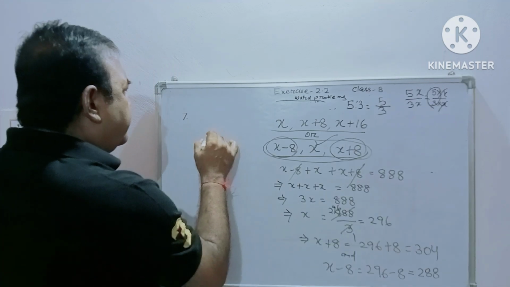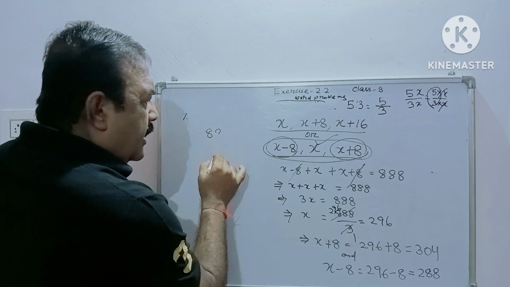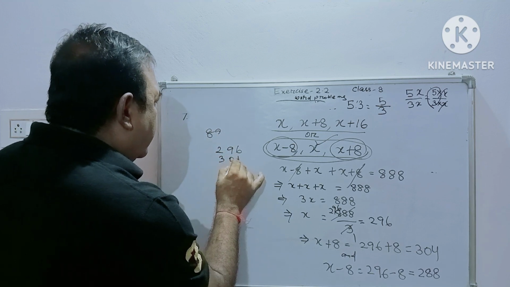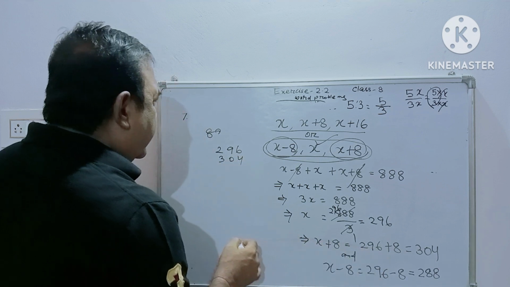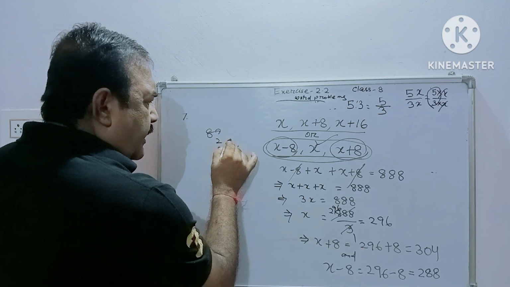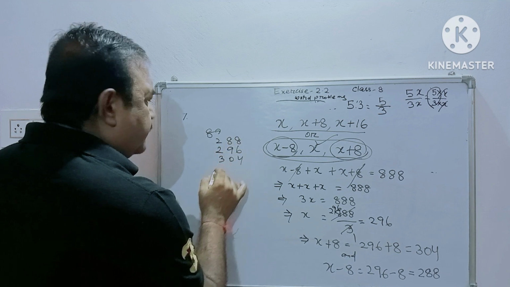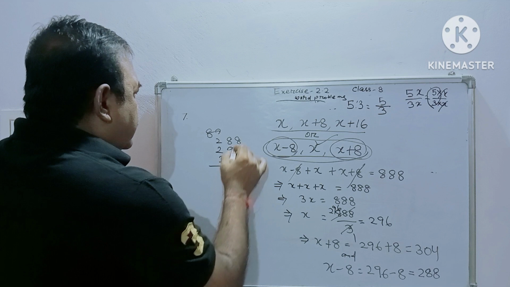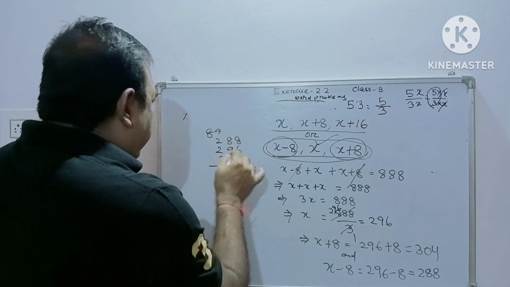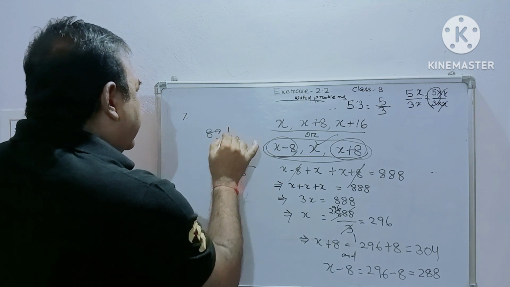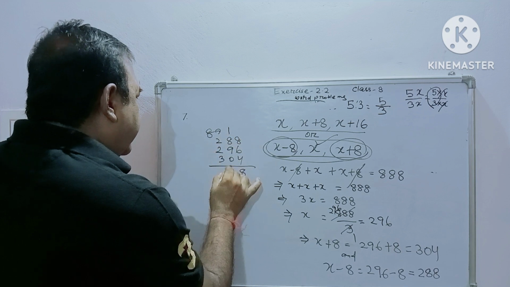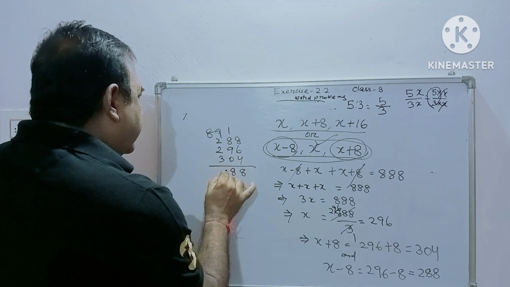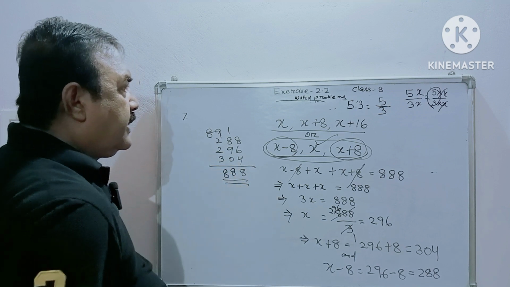You just add them. 296, 304 and 288. So 8 plus 6 is equal to 14 plus 4, 18. Carry 1 here. 8 plus 1, 9, 9 plus 9 is 18 plus 0. Carry 1 here. 2 plus 1 is 3. 3 plus 2, 5 plus 3. You see. The sum is 888.